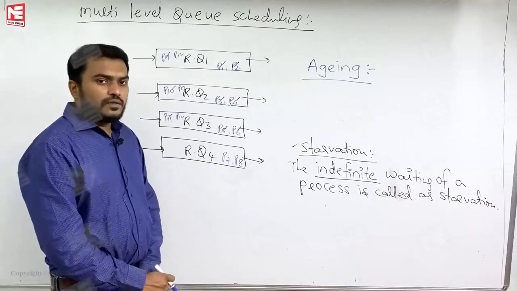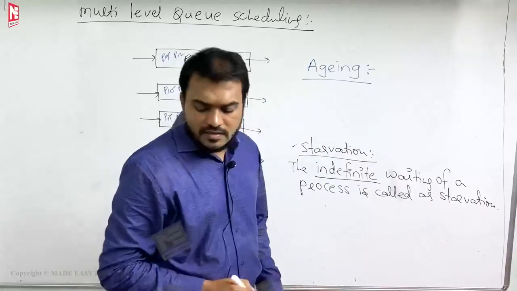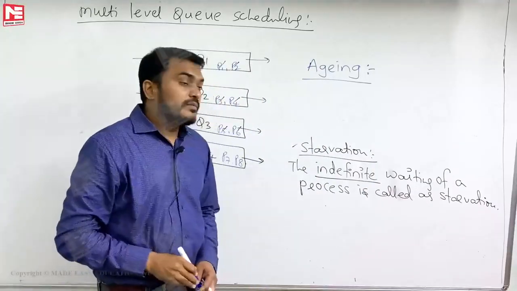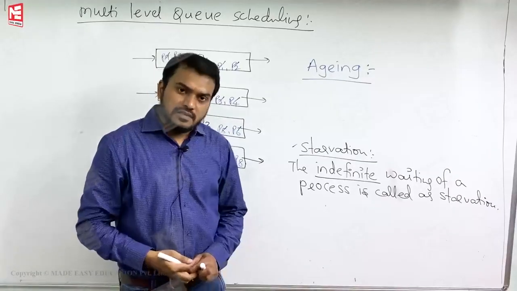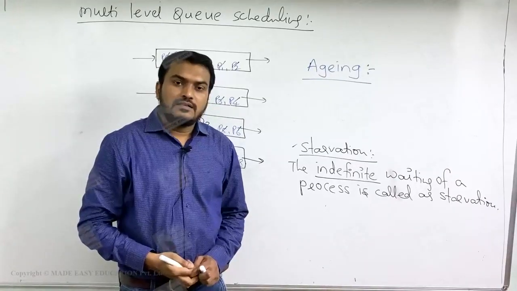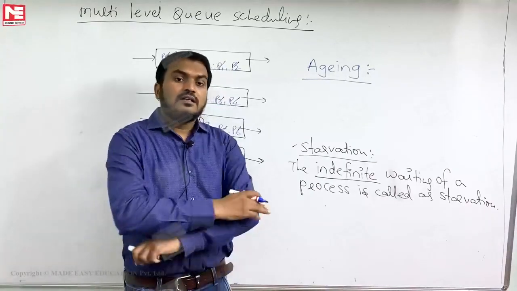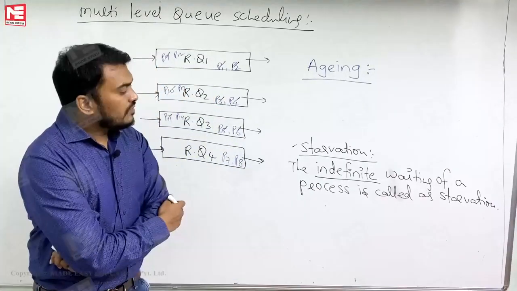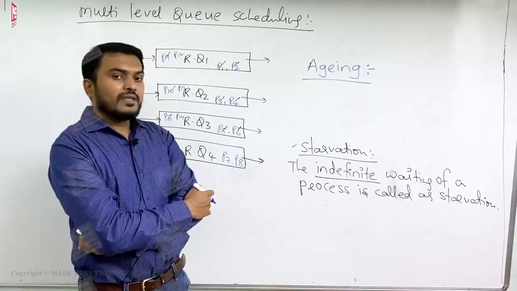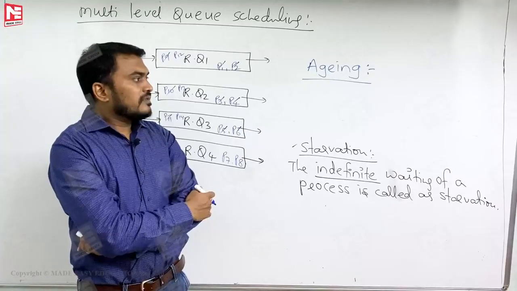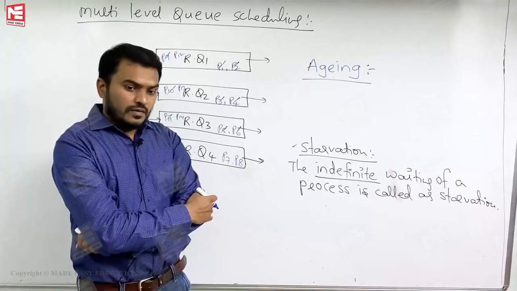Keep the heading aging. Note down. The first point: if the waiting time of a process increases, then the priority of the process will be increased. Full stop.